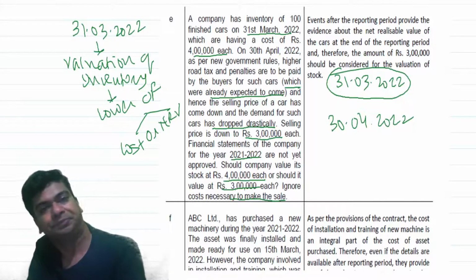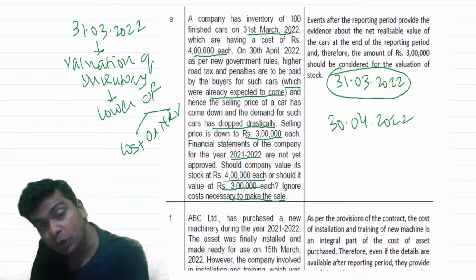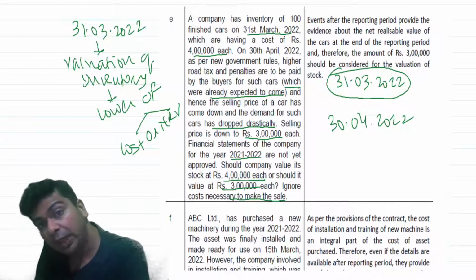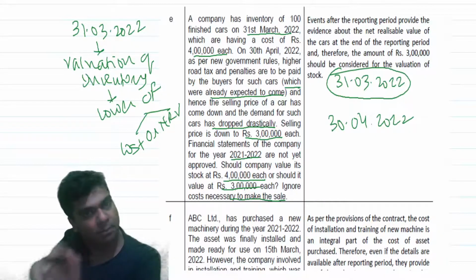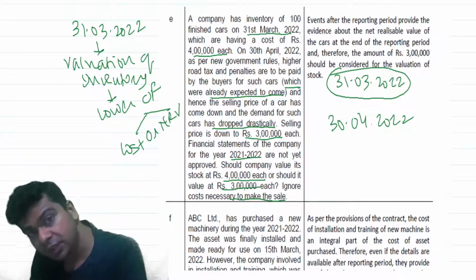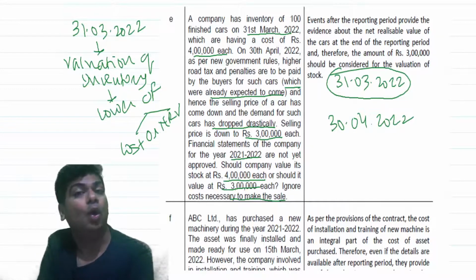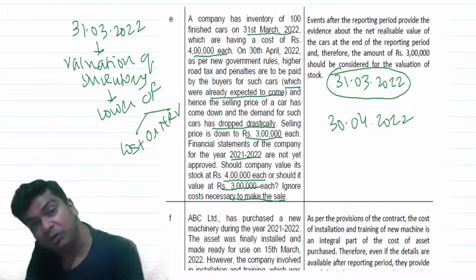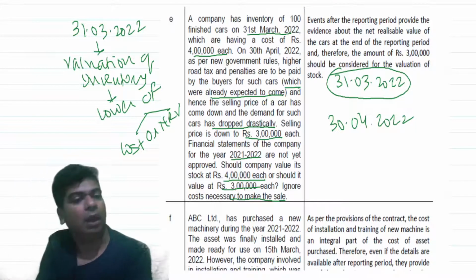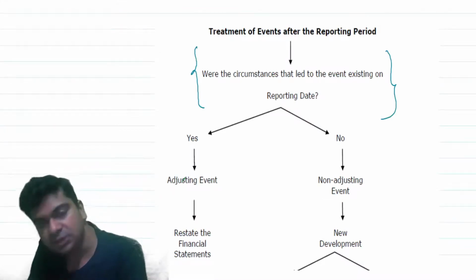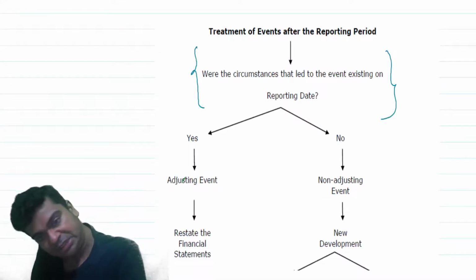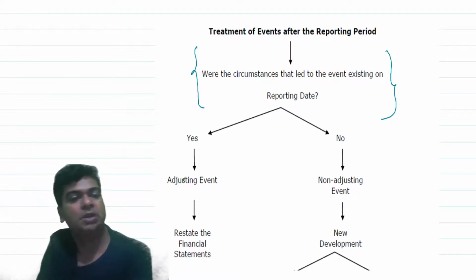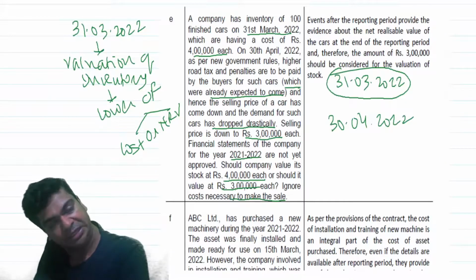That is the question. Is this notification of new government rules on 30th April 2022, that is after the reporting date but before the approval of the financial statements, an adjusting event or a non-adjusting event? This is what we want to really understand. What's the question that we should be asking ourselves? Were the circumstances that led to the event existing on the reporting date? That's the question that we should be asking ourselves over here.